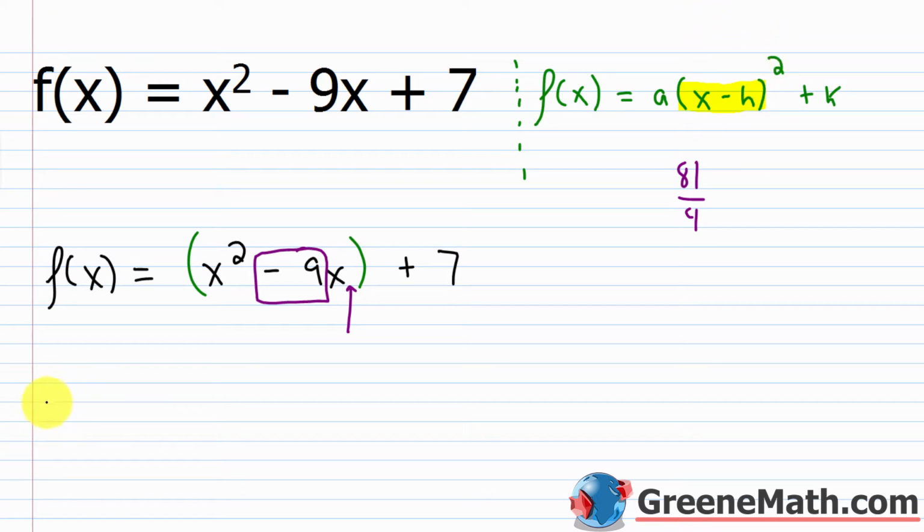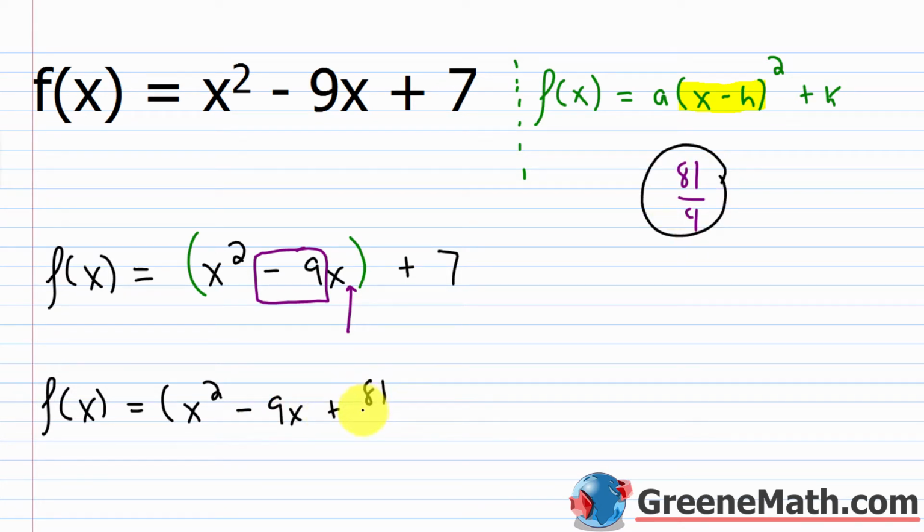So we would have f of x is equal to the quantity x squared minus 9x, and then this right here is what I'm adding. So plus 81/4. So now I've got my perfect square trinomial. But there's a problem. I can't just go around adding things to equations, right? It's got to be balanced. Normally, if we add something to one side, we've got to add it to the other. But in this case, I told you we're not going to mess with the left side of this equation. So what we're going to do is just subtract it away outside the parentheses. So minus 81/4, and then I have my plus 7.